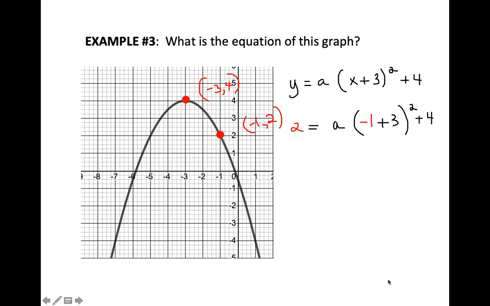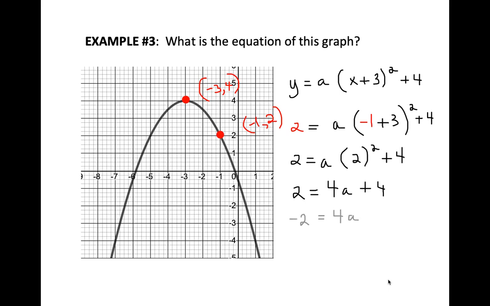So first, we need to think about the order of operations. I need to take care of what is inside of the brackets. -1 plus 3 is 2. Then I'm going to need to calculate the exponent, and 2 squared is 4. Now I'm ready to isolate a, so I move the 4 to the other side. That gives me -2 is equal to 4a. And lastly, I will divide both sides by 4, giving me -2 over 4 for my value of a. I'm going to reduce that, so it's -1 over 2.